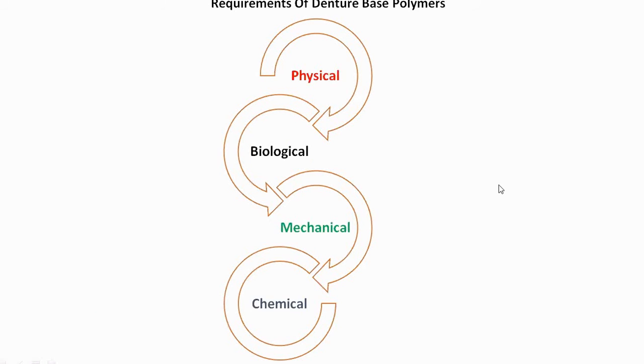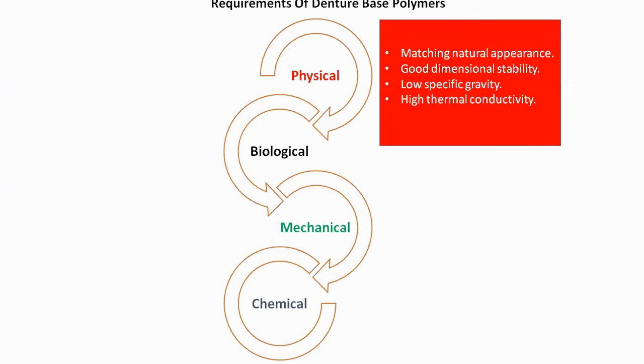So the requirements of denture-based polymers, okay, requirements meaning what properties it should have. These are not the qualities that denture-based resin has. These are the qualities that are wished for or supposed to be incorporated in a material that is going to be used as a denture-based polymer, like physical properties, biological properties, mechanical and chemical. In physical, what properties do you expect it to have? It should have a matching natural appearance.